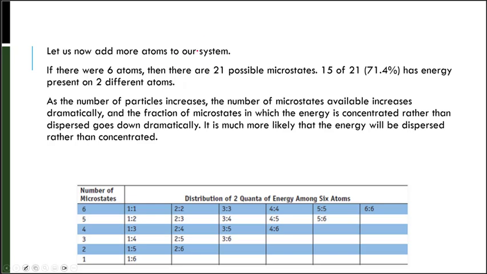Let's add more atoms to our system. Let's say instead of 4, we have 6 atoms. So I have 1 and 1, 2 and 2, 3 and 3, 4 and 4, 5 and 5, 6 and 6, when both packets of energy are on the same atom. But what other options are there? The 2 packets of energy could be on 1 and 2, 1 and 3, 1 and 4, 1 and 5, 1 and 6. Could also be on 2 and 3, 2 and 4, 2 and 5, 2 and 6. 3 and 4, 3 and 5, 3 and 6, 4 and 5, 4 and 6, 5 and 6.